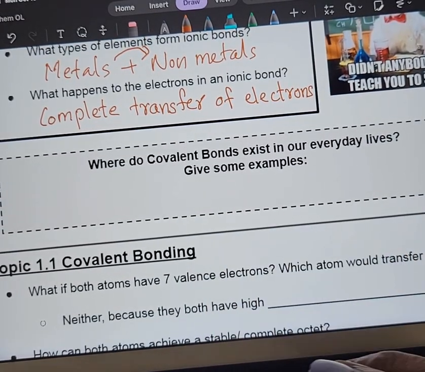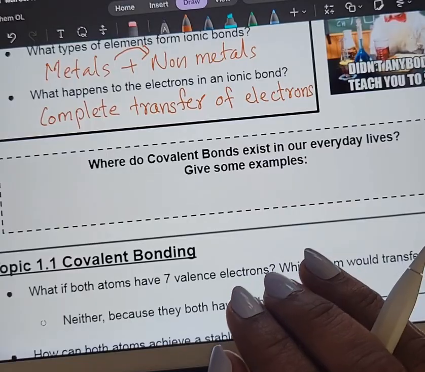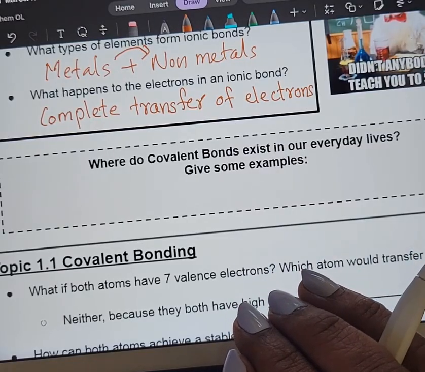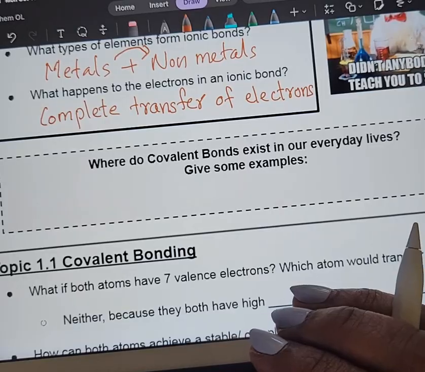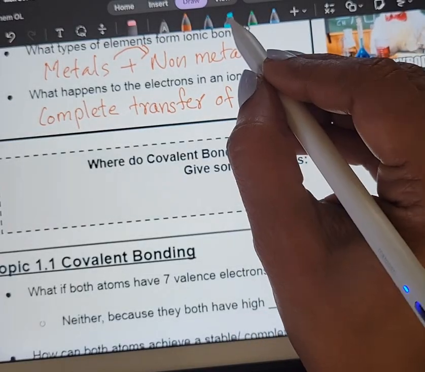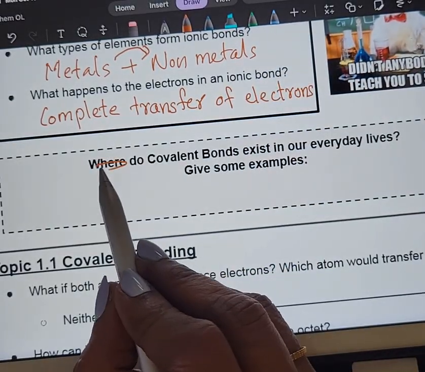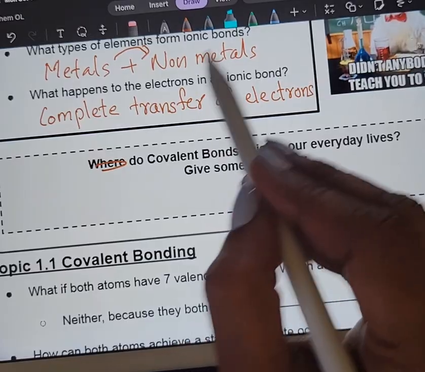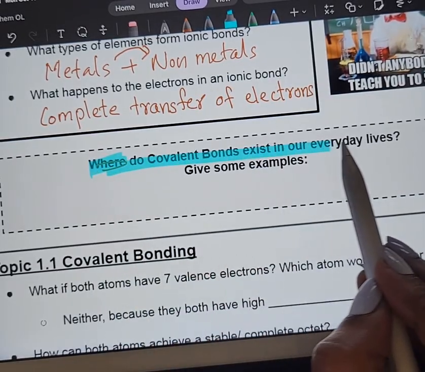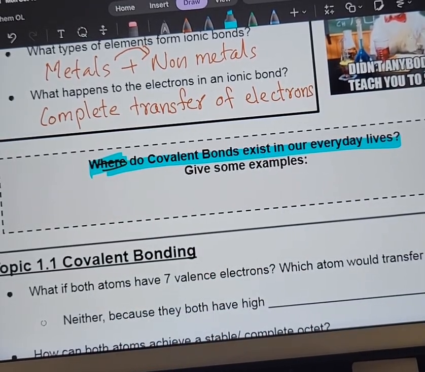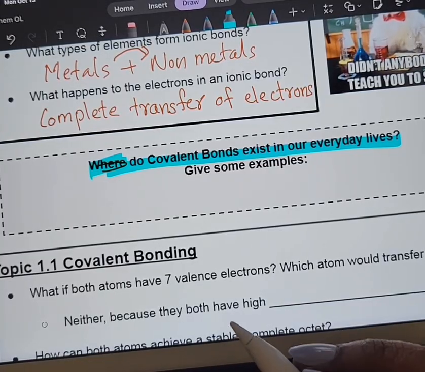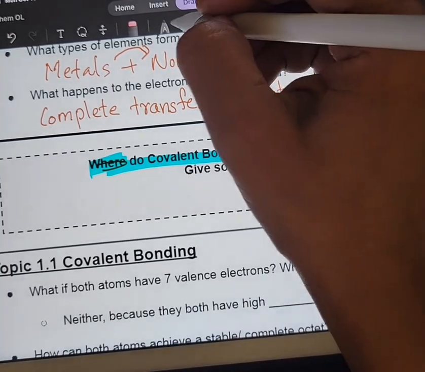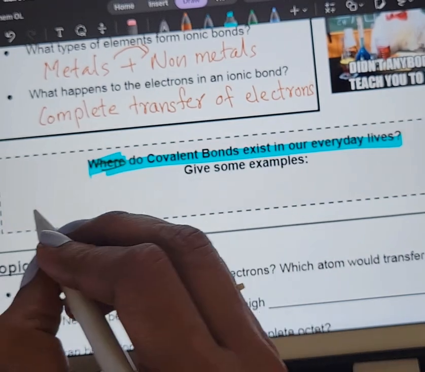Now let's think about covalent bonds. Covalent compounds are formed by sharing electrons. Instead of transferring electrons, they are sharing electrons. In our daily life, we are going to see a lot of covalent compounds. Since you learned biology last year, can you remember a few examples? If you can, go ahead and write.